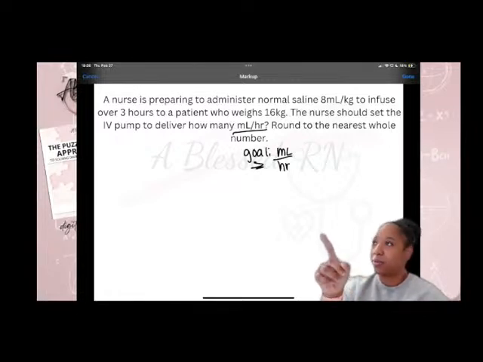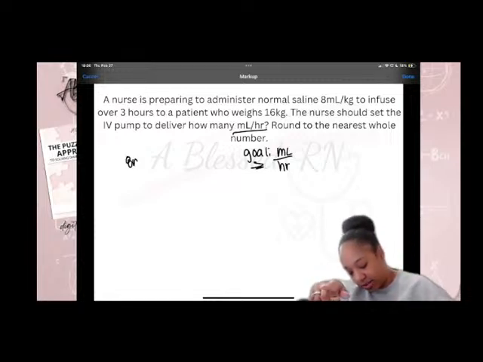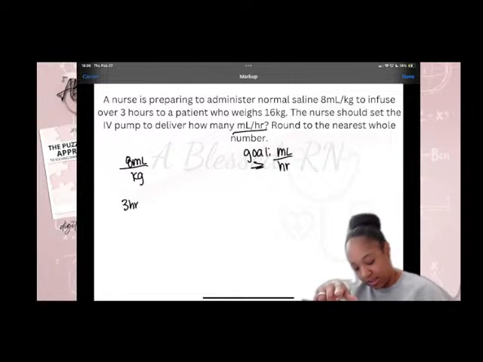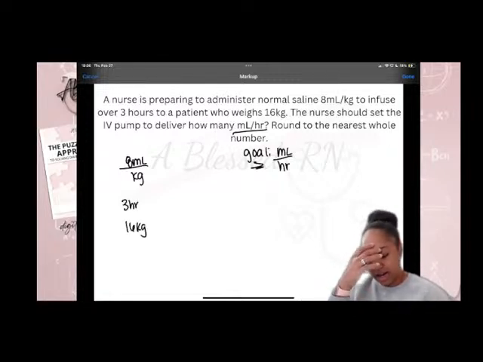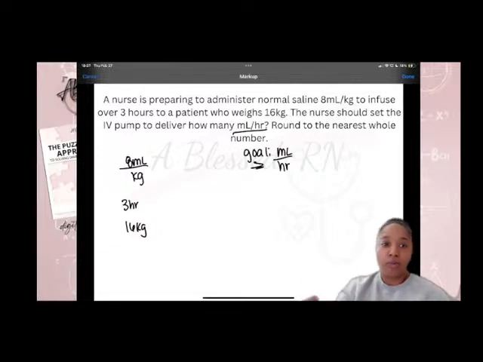All right, so we've got 8 milliliters per kg, and then it says to infuse over 3 hours. Okay, so that's by itself. And then the patient weighs 16 kilograms. Alrighty, so what are we going to start with?